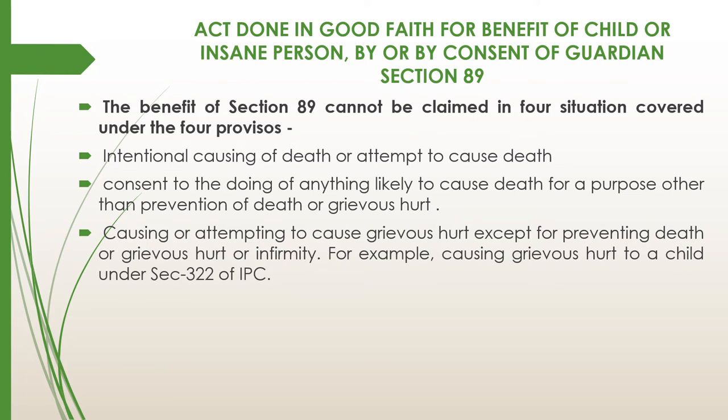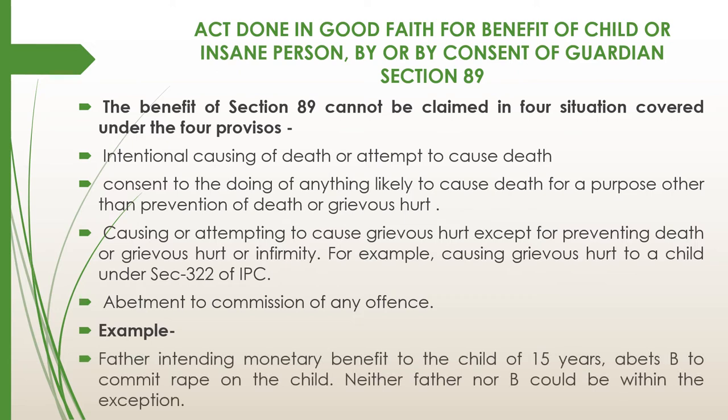Thirdly, causing or attempting to cause grievous hurt, except for preventing death or grievous hurt or infirmity. For instance, causing grievous hurt to a child under section 322 of IPC. And lastly, abetment to commission of any offense. For example, if a father, intending monetary benefit to the child of 15 years, abets B to commit rape on the child, neither father nor B could be within the exception.